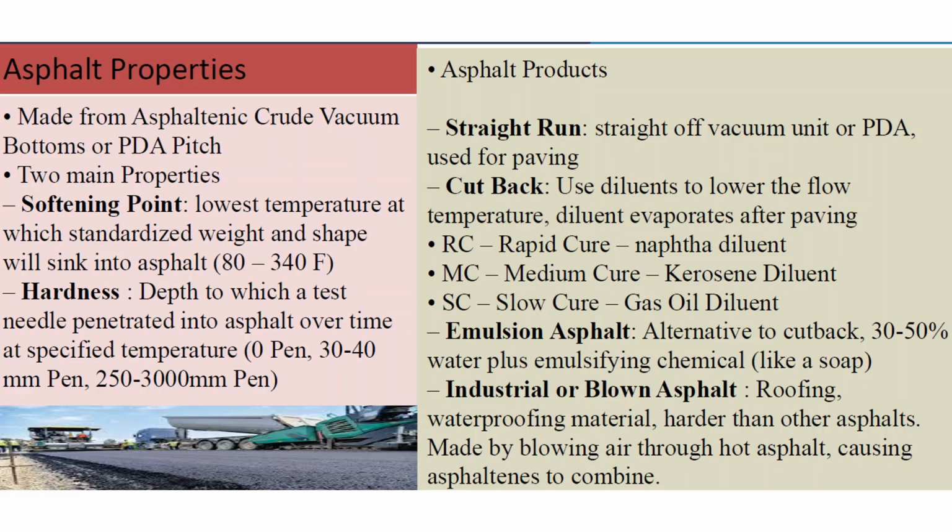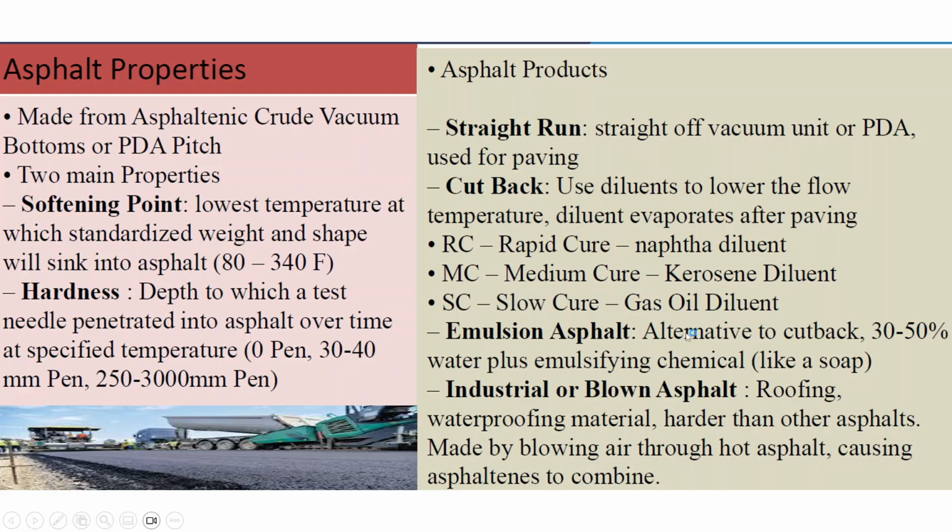There are three types of cutback products by using diluent, that is different types of solvents. By mixing different types of solvent in the asphalt products, we improve the flowing property of the asphalt, that is the rapid cure, medium cure and slow cure. Rapid cure is made by mixing of naphtha, the medium cure by mixing of kerosene, and the slow cure by mixing of gas oil.